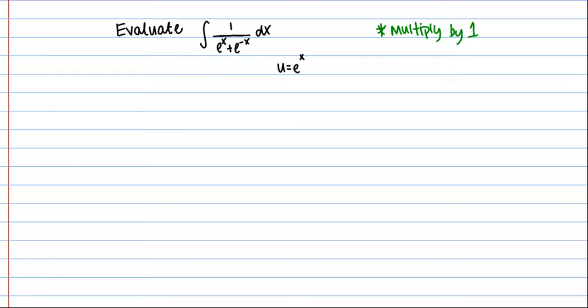Maybe you'd let u equal e to the x. Du then would equal e to the x, so that doesn't look like it's going to work. Maybe we let u equal e to the x plus e to the negative x. Well, then du would be e to the x minus e to the negative x dx. But I certainly don't have that factor anywhere in my integral to substitute for. So it doesn't look like we would get very far with the u substitution, at least not with the ones we've tried. So let me show you a method that will be helpful here.